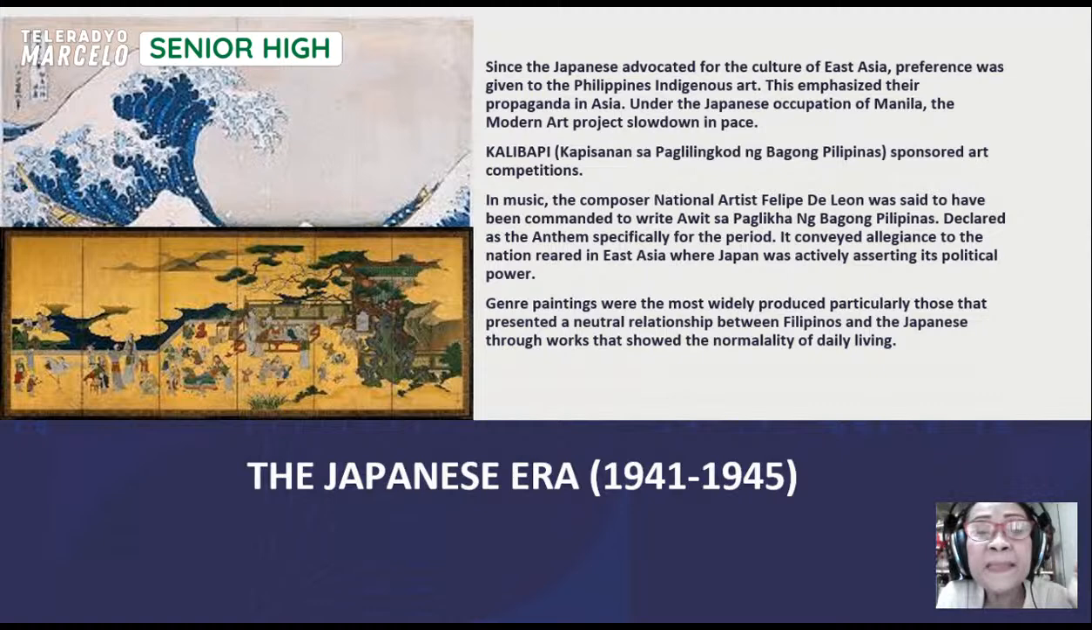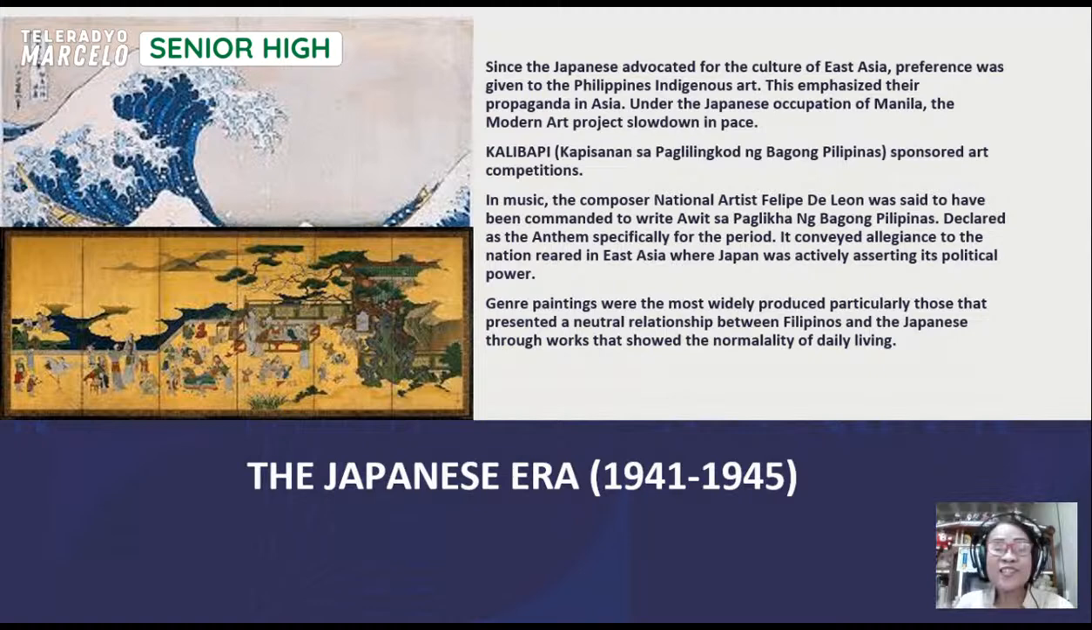Kalibapi, Kapisanan ng Paglilingkod sa Bagong Pilipinas, ito yung grupo na nag-sponsor ng art competitions. So in music, the composer, National Artist Felipe de Leon, was said to have been commanded to write Awit sa Paglikha ng Bagong Pilipinas, declared as the anthem specifically for that period. It conveyed allegiance to the nation reared in East Asia, where Japan was actively asserting its political power. Genre paintings were mostly widely produced, particularly those that presented a neutral relationship between Filipinos and the Japanese through works that showed the normality of daily living. Okay po.